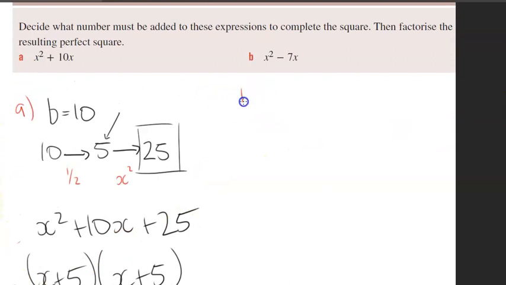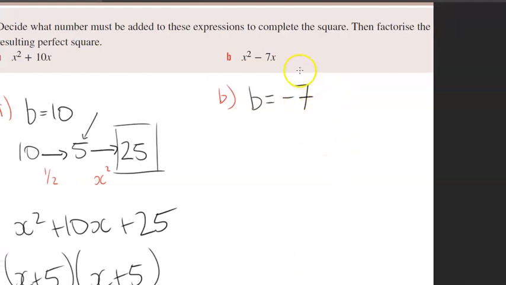Second one, we have x squared minus 7x. This b is equal to minus 7. Now this one's going to be a bit of an interesting one, because we now got this odd number. So when you half -7, instead of writing it as 3.5, because we generally don't see decimals when it comes to factorizing, we leave this as -7 on 2. Okay, so this is the halving process.